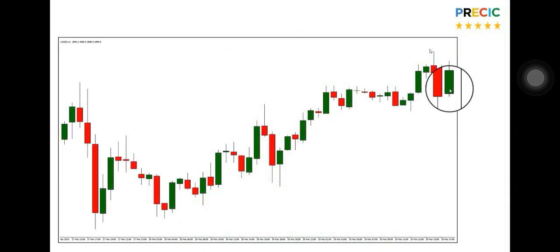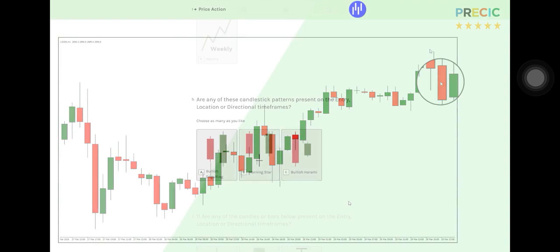The next question asks us if there are any candle patterns present in the entry, location, or directional time frames. Because our location time frame is on the 4-hour chart, we need to look at the 1-hour chart as our entry time frame and the daily chart as our directional time frame. We can see here that we have a bullish harami pattern on the 1-hour chart, close to where the neckline would break, so we can select bullish harami.